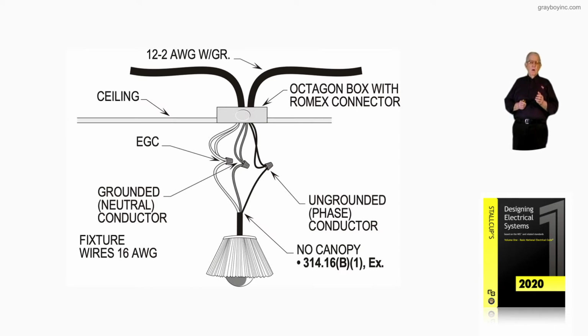Now, in the illustration, we see we have a 12-2 AWG cable with ground coming into the box. So we have one ungrounded conductor, hot, one neutral conductor, and one equipment ground. And then we have three number 16 fixture wires, one of them a neutral, one of them an ungrounded conductor, and one an equipment ground. And there's no canopy.